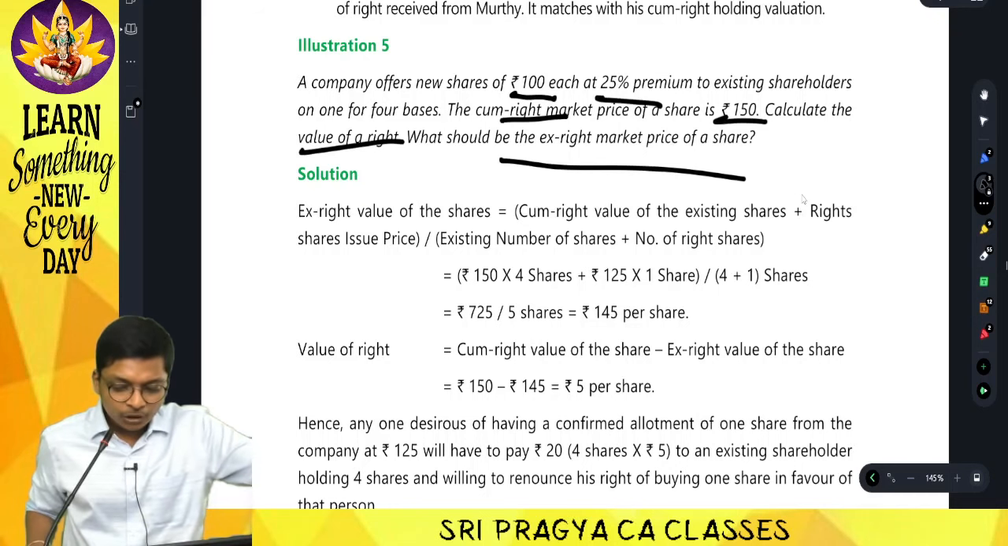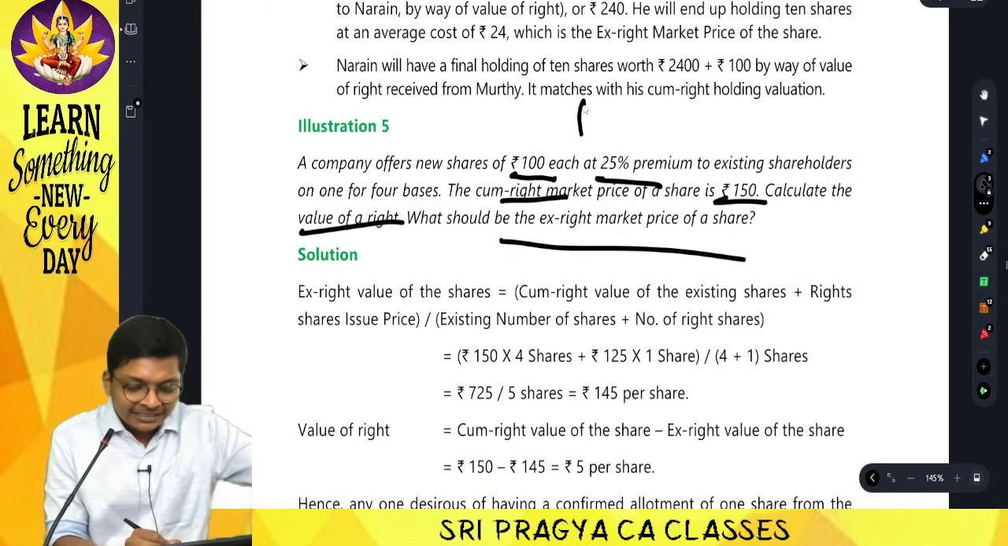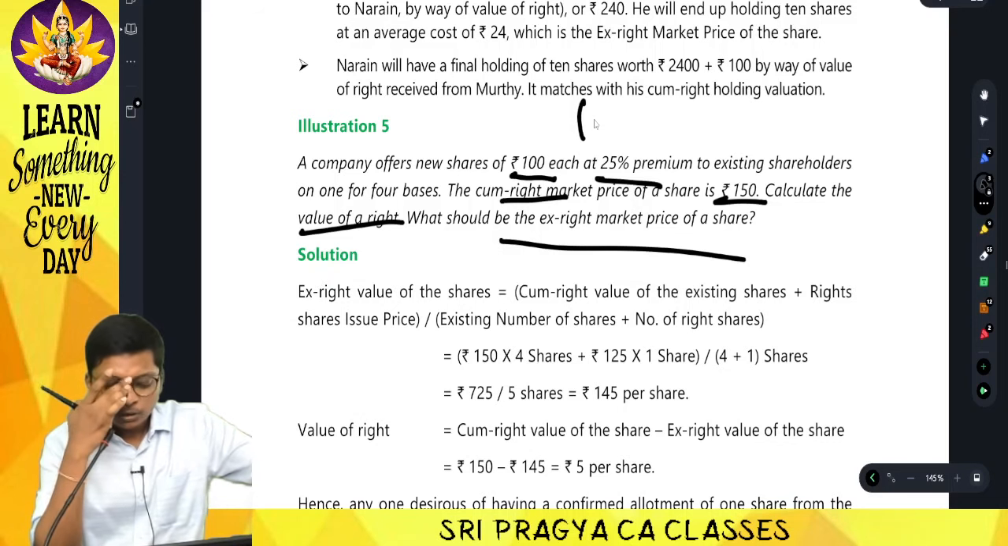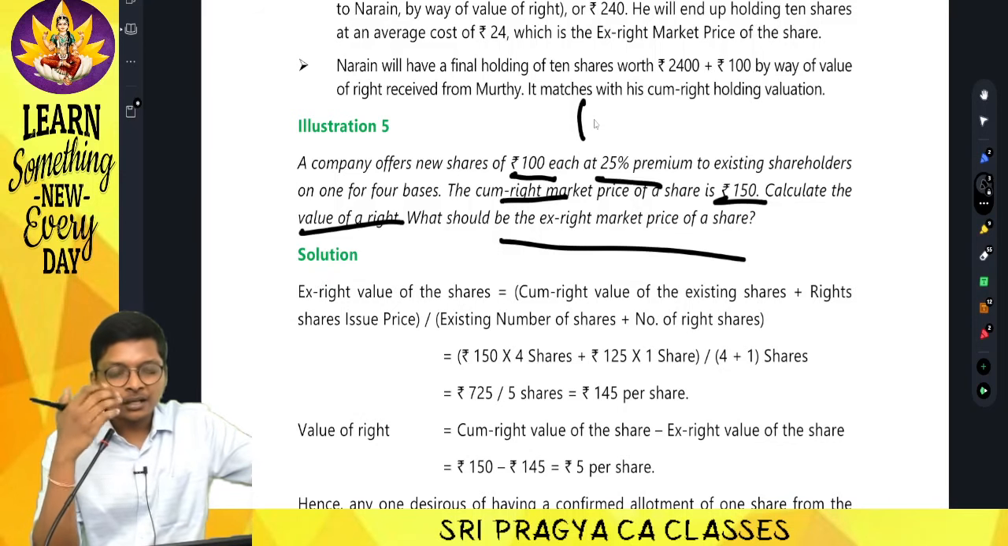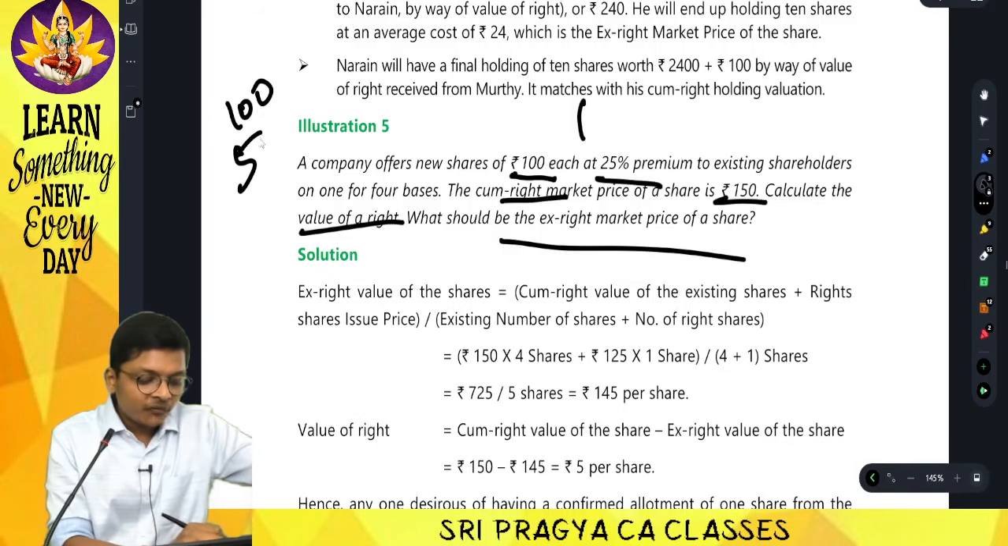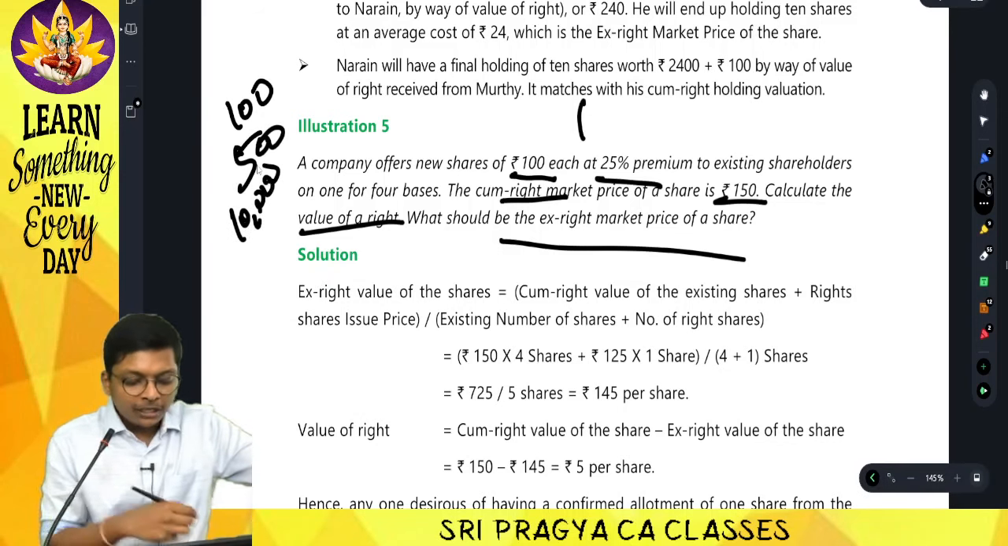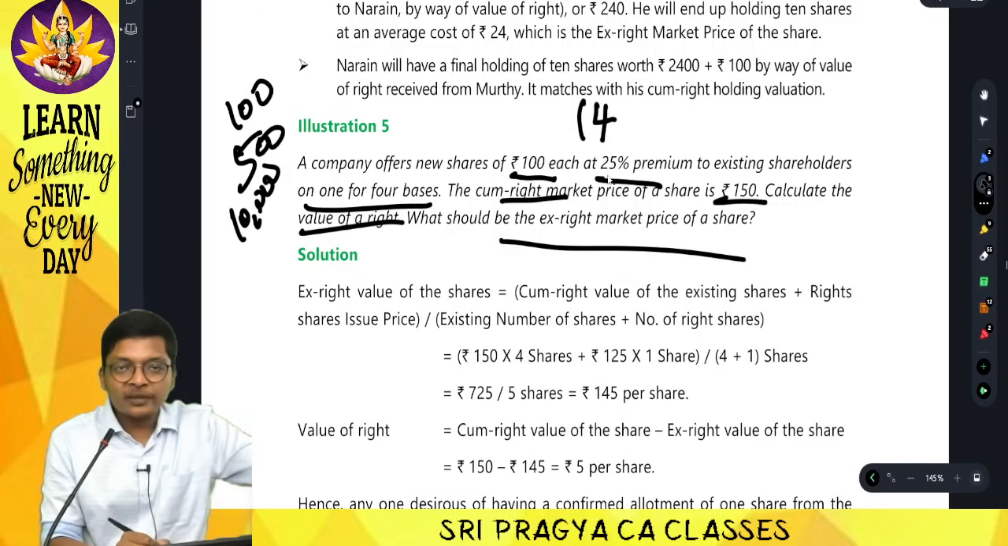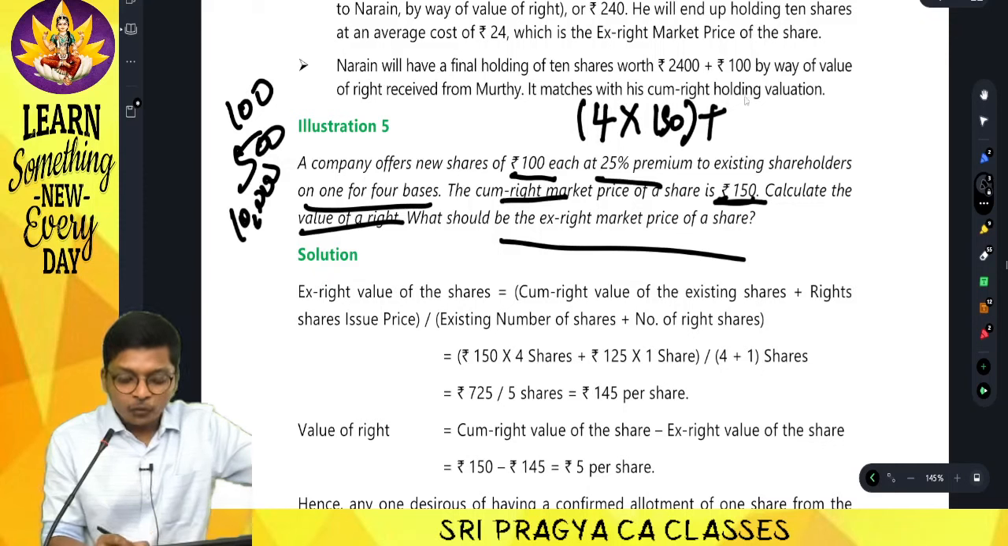First, X-right I can do easily. But sir, the existing number of shares is not given. Assume the existing number of shares to be 100, 500, 10,000 or anything of your choice. Since here the ratio is 1:4, I am assuming existing shares to be 4. Every 4 shares is worth 150, plus for every 4 shares you will receive 1 new share.